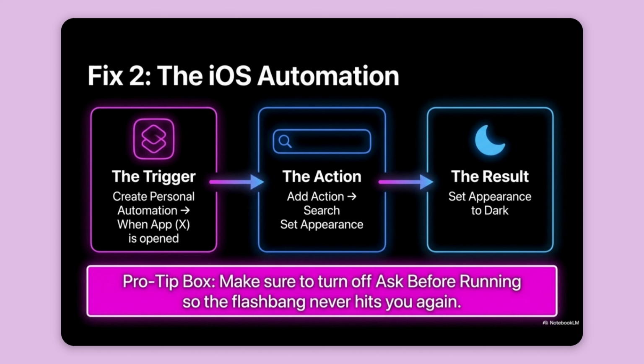For iPhone power users who want their phone light but X dark, you can use the Shortcuts app. Create a personal automation for when the X app is opened. Add the action, set appearance, and set it to dark. Pro tip, make sure to turn off ask before running, so it happens instantly every time you tap the icon.